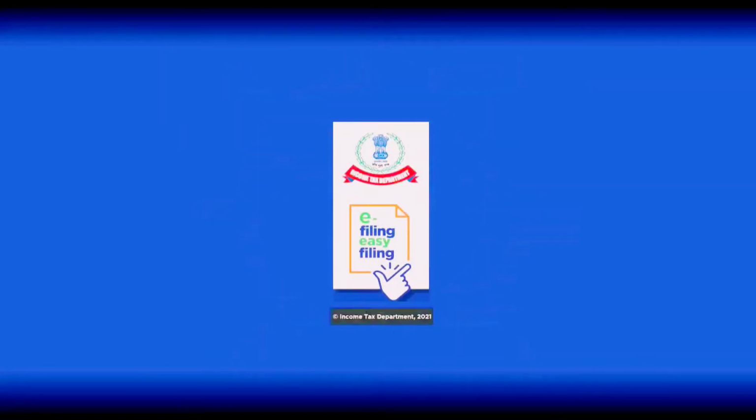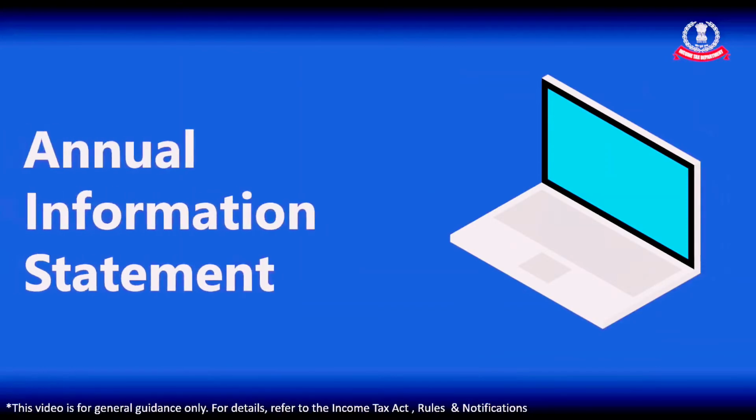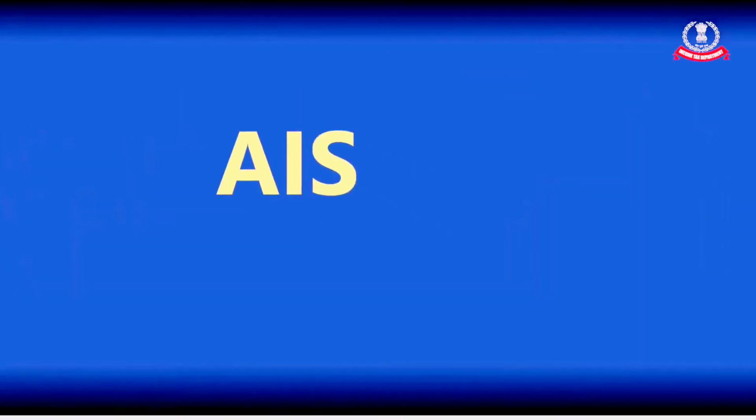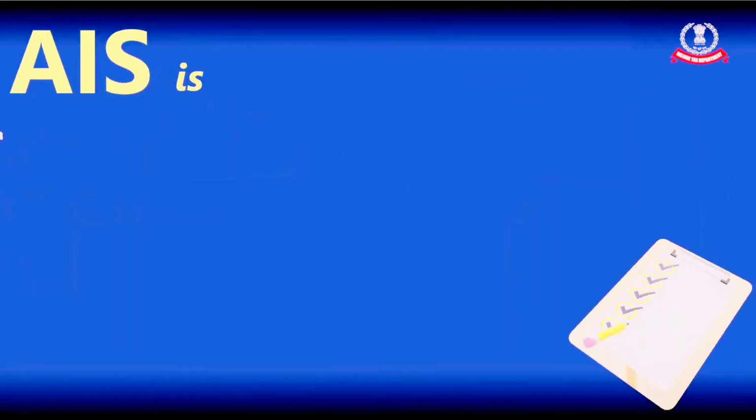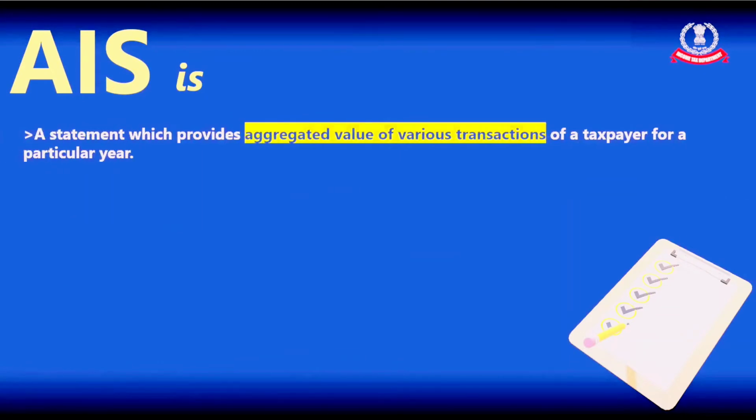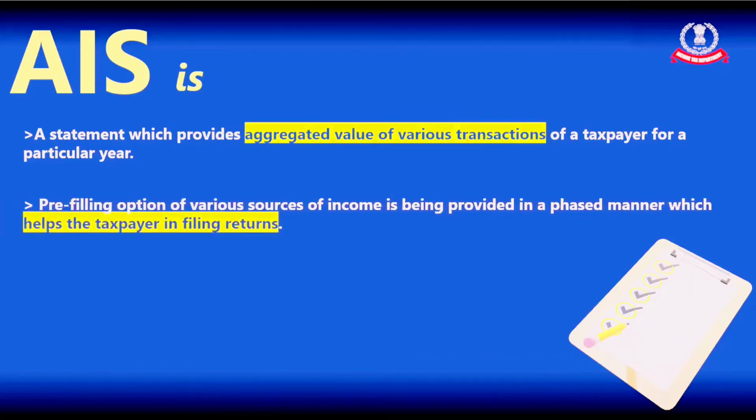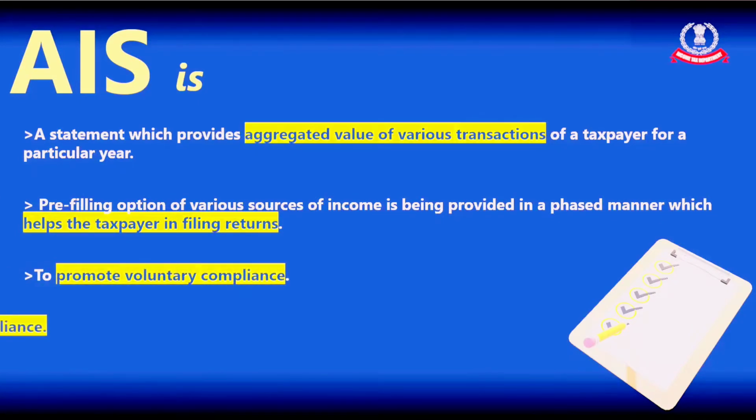This video is on Annual Information Statement, which is also commonly known as AIS. AIS is a statement which provides an aggregate view of various transactions of a taxpayer for a particular year. Pre-filling option of various sources of income is being provided in a phased manner, which helps the taxpayer in filing returns. It will promote voluntary compliance and will deter non-compliance.